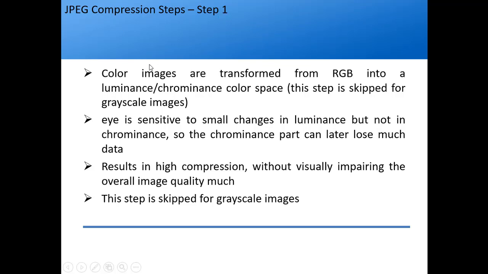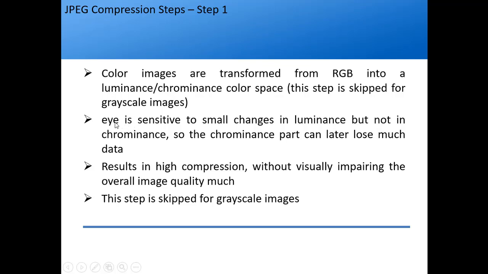The first step is this. This whole slide is collectively step 1, not step 1, step 2, step 3. Let's take the example of a color image. For color images, we transform from RGB into a luminance or chrominance color space, and this step is kept for grayscale images. As we have seen in the DCT lecture, each image is 2D in nature and has 3 colors mainly, red, green and blue, and each color is 8 bits, so total bits are 24. So we transform that RGB into a luminance or chrominance color space.